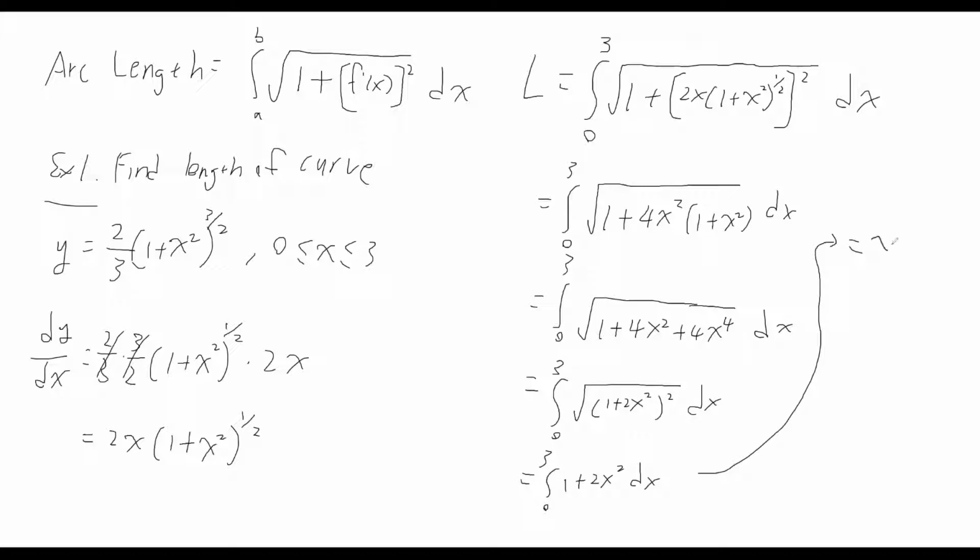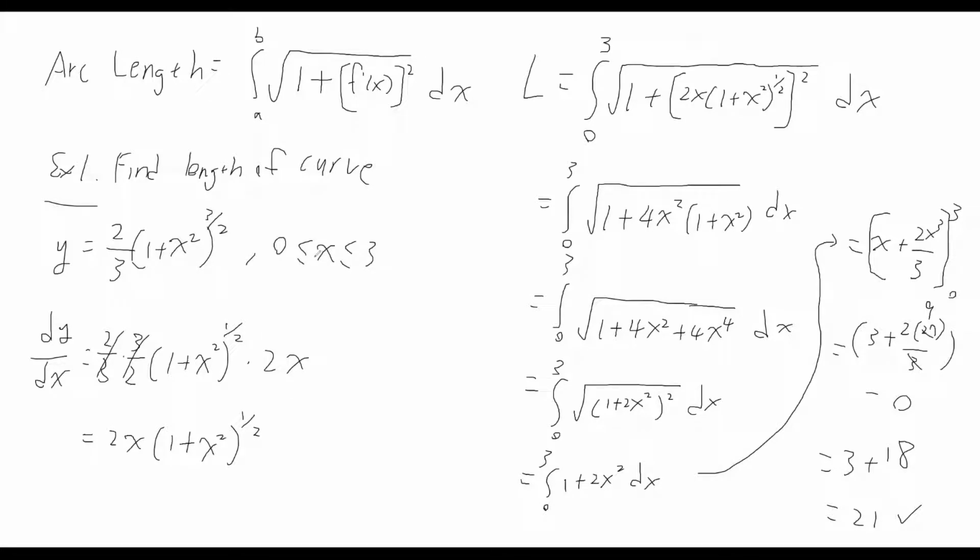That's just x plus 2x to the third power over 3, evaluating from 0 to 3, which is 3 plus 2 times 27 over 3 minus 0, right? 0 in both of them is 0. So that's 3 plus 18, so 21. And that's your arc length, right? Very straightforward. You're given the line or the function, and then you're given the x value.